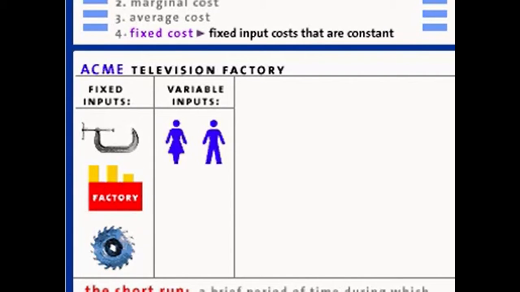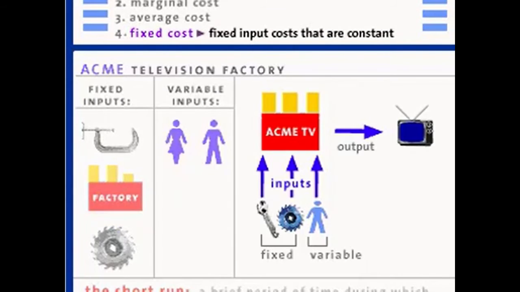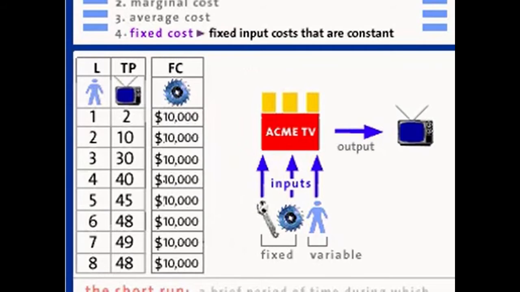So you can look at a table like this one right here, and no matter how many television sets we produce, the fixed costs are going to be a constant $10,000. That's going to be our assumption. $10,000 is the cost of all of the inputs that we have to pay for that we cannot vary in the short run, including our tools, our conveyor belts, our factory space, etc. So whether we produce 2 television sets, 10, 30, 45, 48, 49, whatever, our fixed costs are all going to be $10,000. So fixed costs are constant.